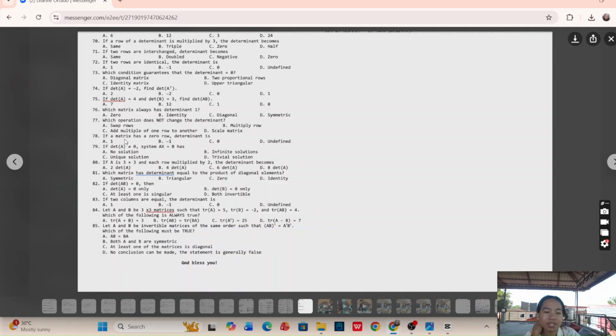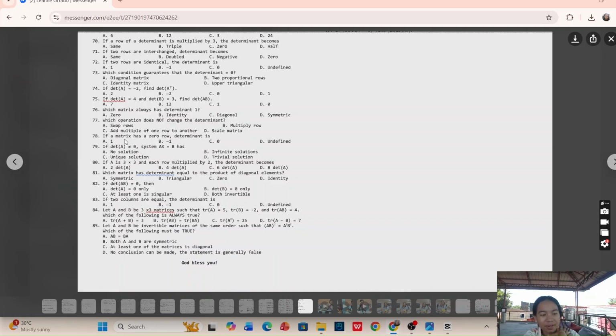So number 81, which matrix has determinant equal to the product of diagonal elements? So the matrix that has determinant equal to the product of diagonal elements is the triangular matrix. This is because this talks about the product of diagonal elements. And as far as we can remember, a triangular matrix can be solved by the product of the diagonal elements. So literally, the answer for number 81 is letter B.